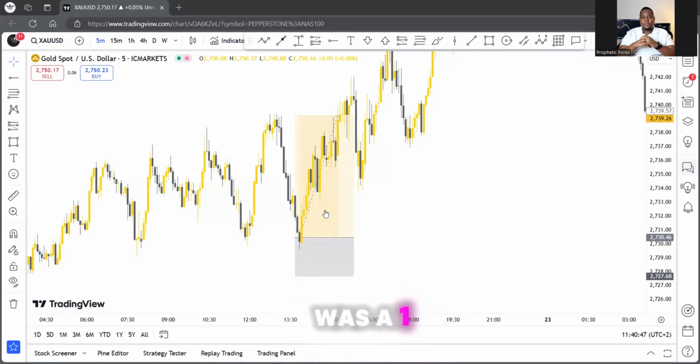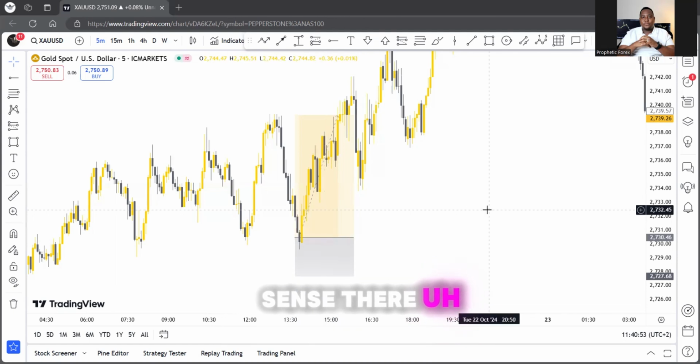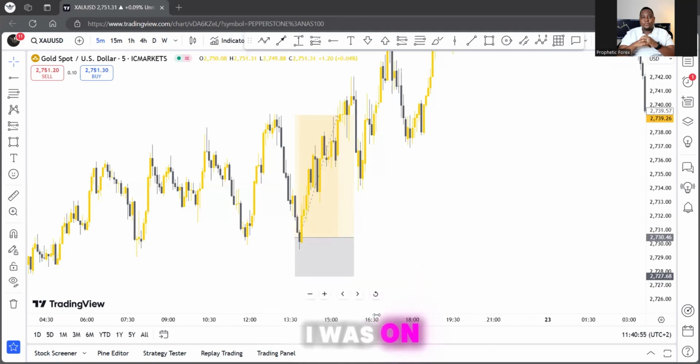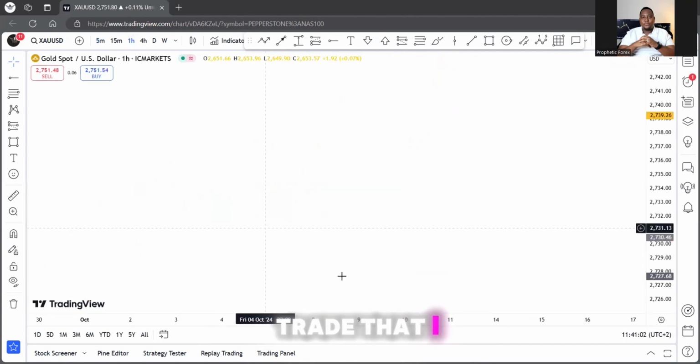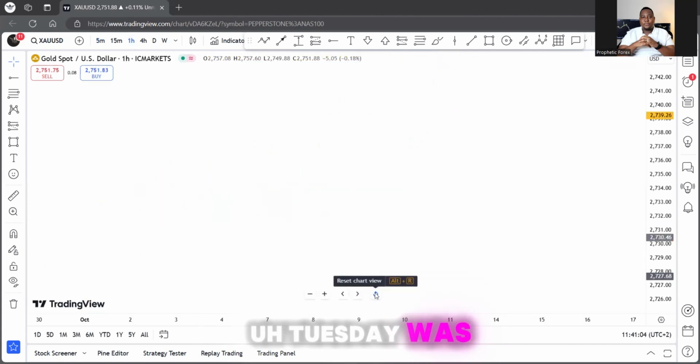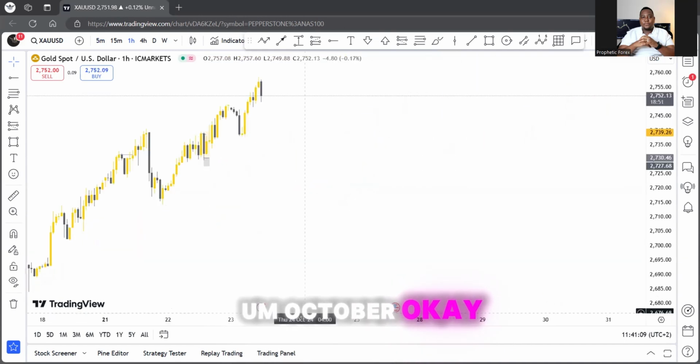This was a 1:3 trade and a bit of some sense there. But how I broke it down, I was on the 5 minutes time frame in terms of entry. But the overall thing that I had done over there, this was a trade that I took on Tuesday. Tuesday was the 22nd of October.